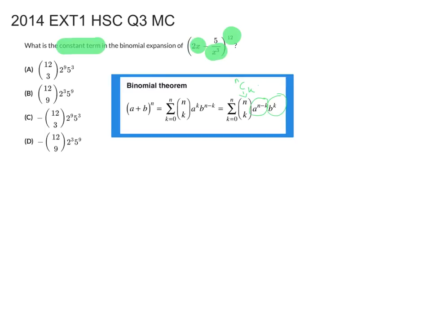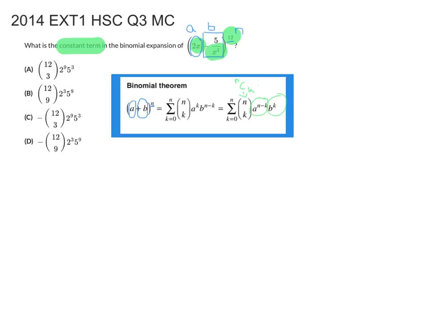Now linking the formula to the question, we can see that our value of n is 12, our first term in our expansion, or our value of a, is 2x, and our second term in our expansion, our value of b, is negative 5 on x cubed. And we need to be very careful of that negative value.